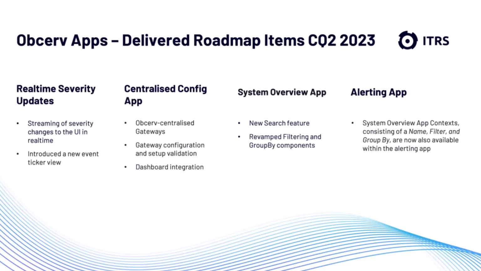This slide represents some of the key items that we have delivered in calendar Q2 23. Let's start with real-time severity updates. We have implemented real-time streaming of severity changes to the UI. We have also built a new event ticker view, which displays a log of all the events that the UI has received. We'll delve deeper into this feature during the demo.